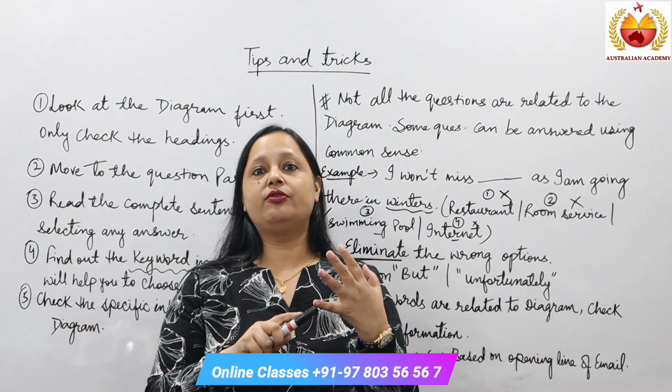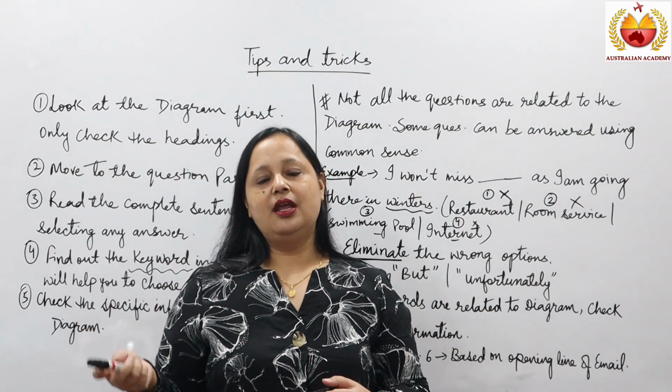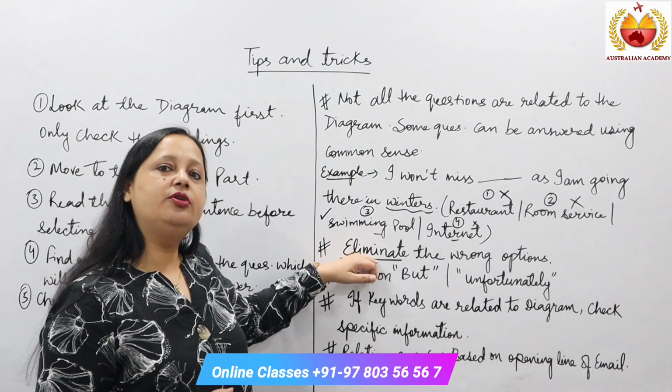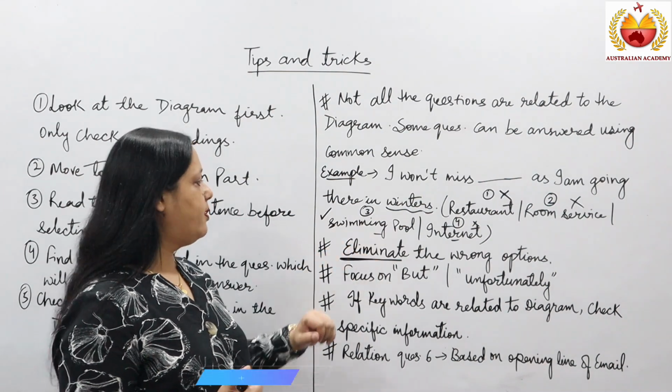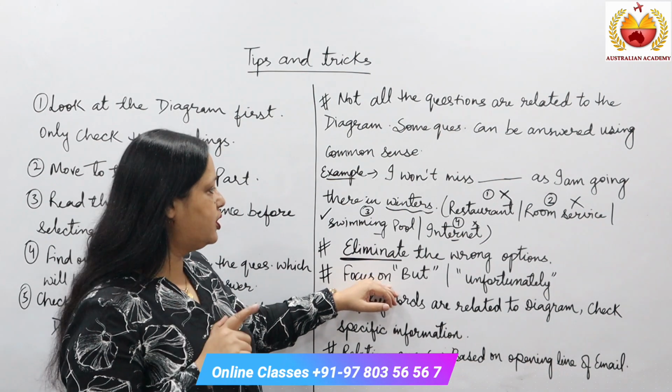Why? Because all 3 are wrong. So the one which is not wrong is the correct answer. That is called the theory of elimination, and this will again help you to choose the correct answer in part 2. Clear?